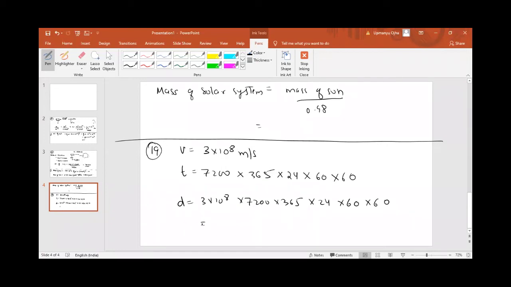Okay, so the answer I think would be, wait, what is the answer for this? Question number 19, the answer is A. A means it would be around 6.81 into 10 to power 19 kilometers is the answer. Okay, fine. So 6.81 into 10 to power 19 kilometers. Yes, very good.